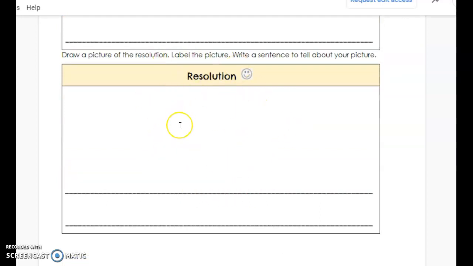So for resolution, or what was the solution, how did they fix that problem, I want you to draw that here. Put 3 labels of how you can solve this problem, or how did Frog solve the problem in the story, and then I want you to write a sentence once again with capital letter, spaces, and a period, telling me about how they solved the problem. Okay, so a picture of how they solved the problem with 3 labels and then a sentence. Okay, once you are done, please take your paper to my table so I can grade it. Thank you.